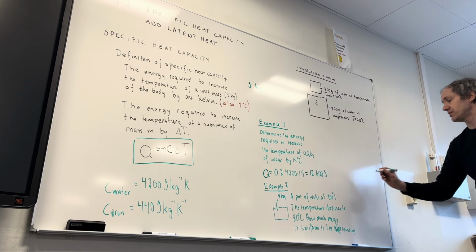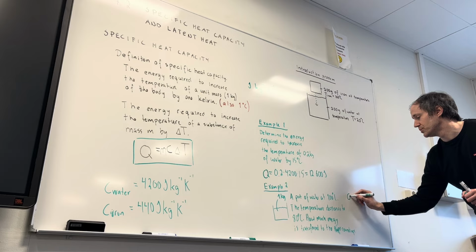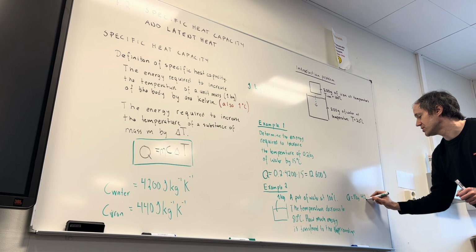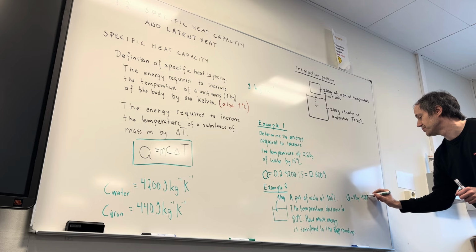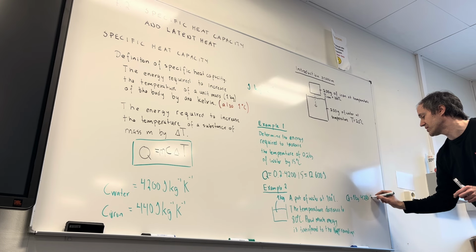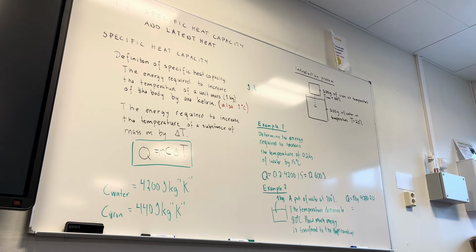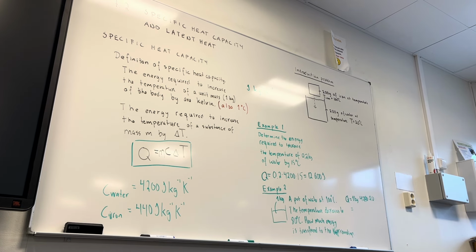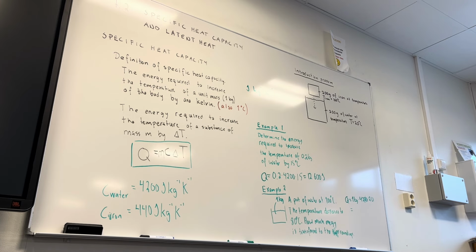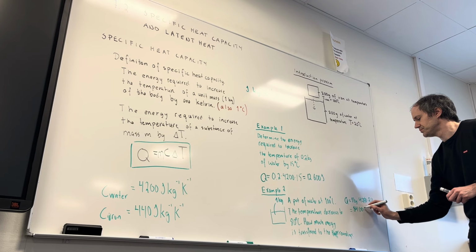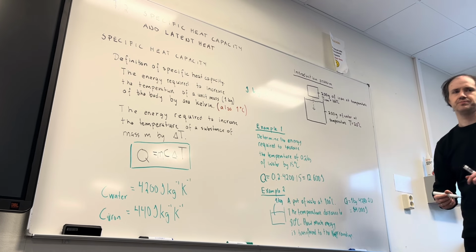So here we can take Q, 1 kilogram times 4,200 times the temperature difference of 20 degrees Celsius. And we get 84,000 joules.